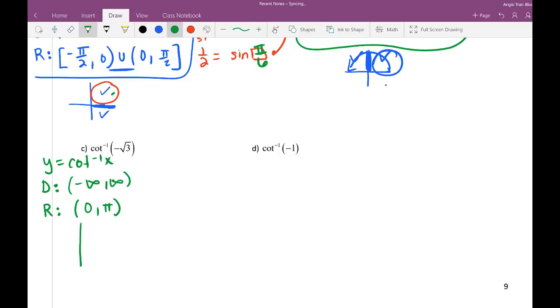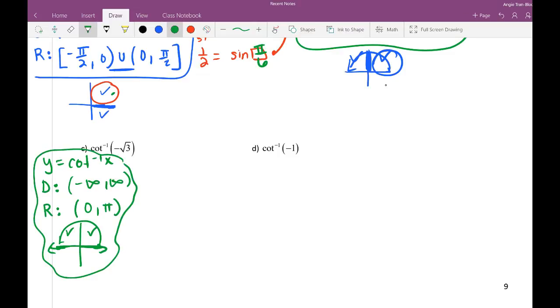Very good. 0 to pi is going to be from quad 1 and quad 2. Okay? Non-inclusive on both ends. That means I'm not including 0 and I'm not going to include pi. So only from 0 to pi non-inclusive. So this right here is the information that we got in class. So just like the other questions, right? I'm going to come up with some answer. It's cotangent inverse of negative rad 3.